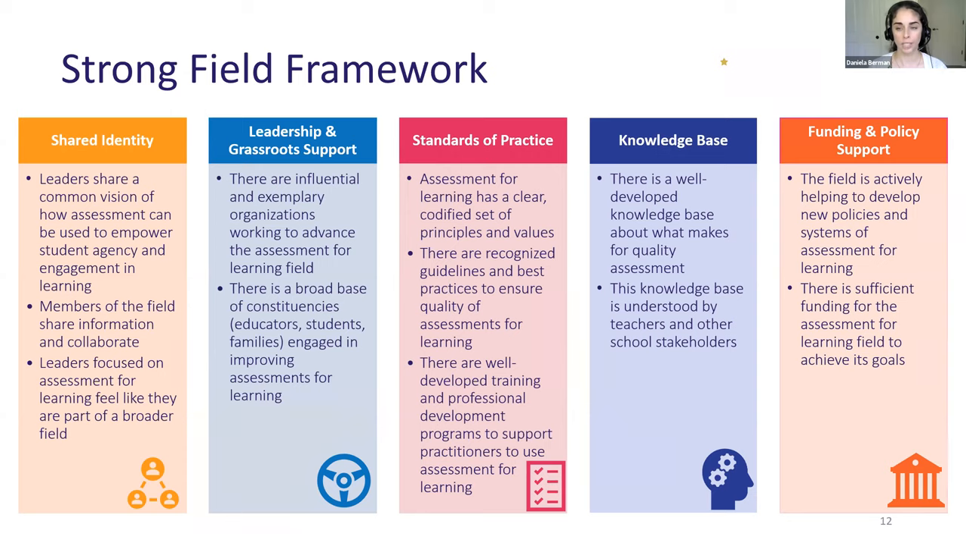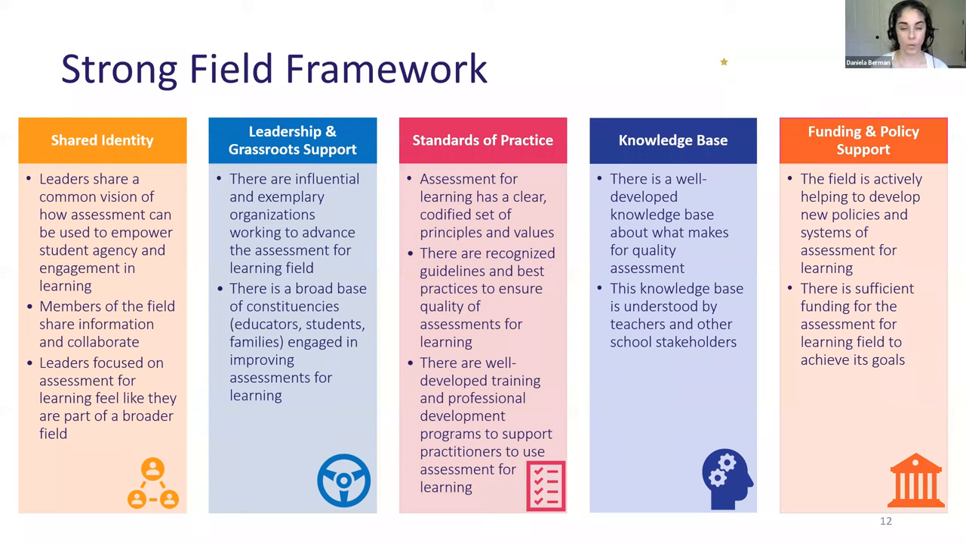So the Strong Field Framework has five major components that you can see here. And under each header in the bulleted list are examples of each component that we tailored specifically for the ALP evaluation. So starting from the left, we begin with shared identity. So the extent to which people working in and on a particular topic, like assessment for learning, actually see themselves as members of a collective field with a shared vision. The next component is leadership and grassroots support, meaning the presence of influential organizations working to advance the field and a broad base of support from key stakeholders at the grassroots level, like educators and students and families.